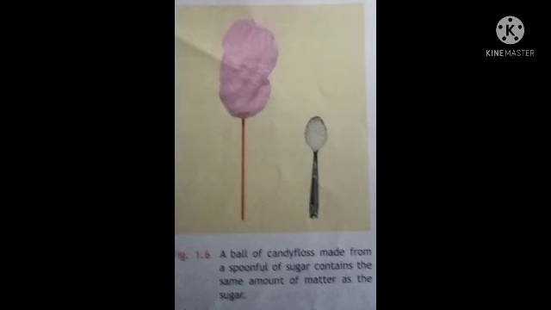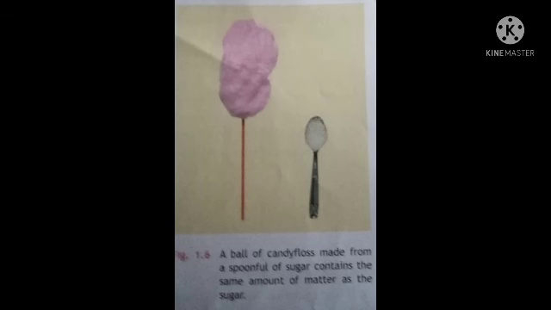Now we are going to see the difference between mass and weight. Mass is the basic property of all material objects, all the things that are made up of matter. So what is mass? Mass is the amount of matter in a body. Mass is not related to size.